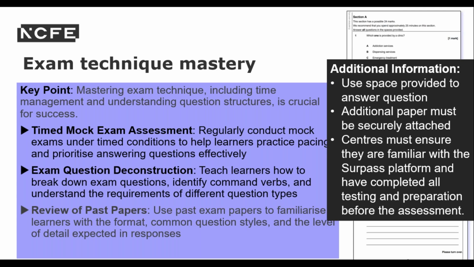Where assessments are completed online, centres must ensure that they are familiar with the Surpass platform and have completed all the testing and preparation before the assessment, to ensure learners are unaffected by any technological issues.